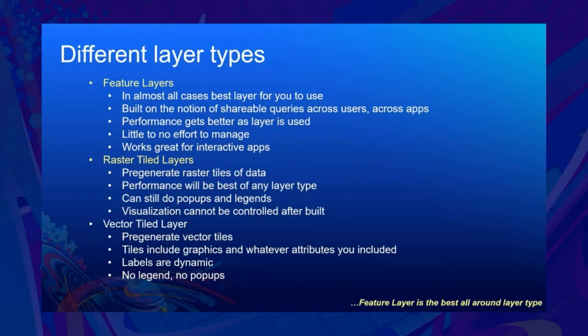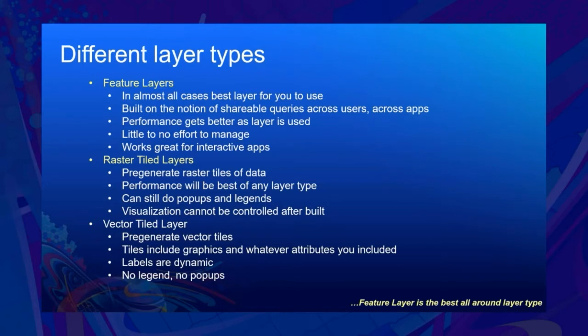Within the ArcGIS stack, you can still do pop-ups and legends off of raster tiled layers. And probably the biggest thing is that with raster tiled layers, visualization cannot be controlled after it's built. So that means if you rotate the map, labels are going to be fixed, kind of burnt into the image. You can't do any kind of dynamic applications with it or explore that data.